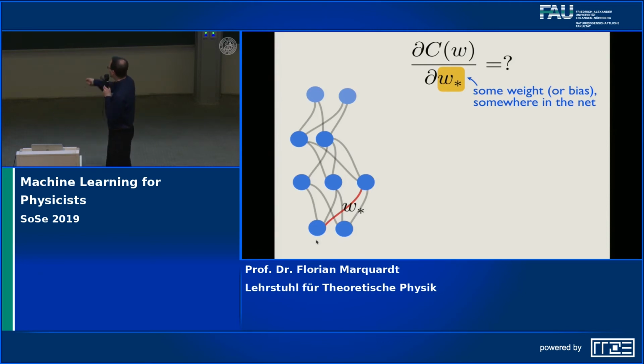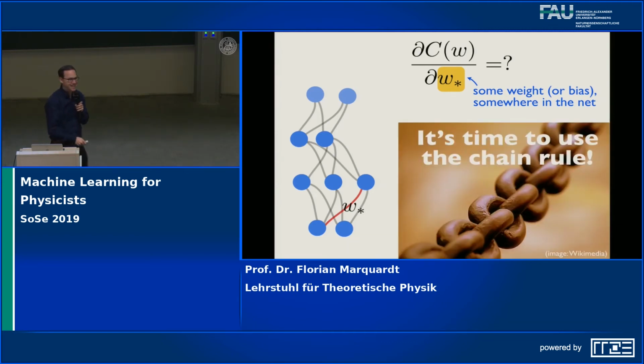But then you have to do this again and again because you also want to know the derivatives with respect to all the other weights for all the connections that you have here. So you would end up evaluating your network a million times if you have a million weights. And that takes a long time, actually. So this is a terrible idea.